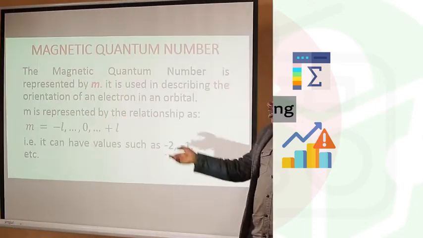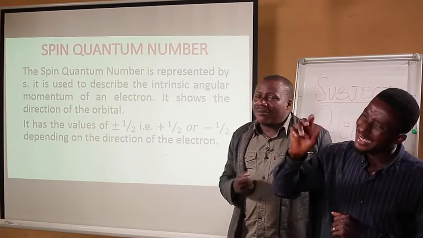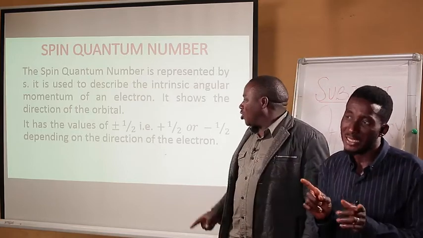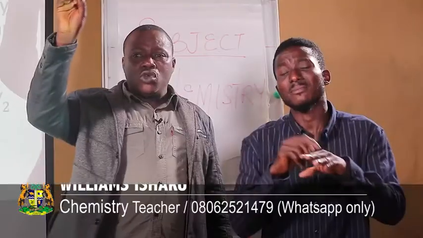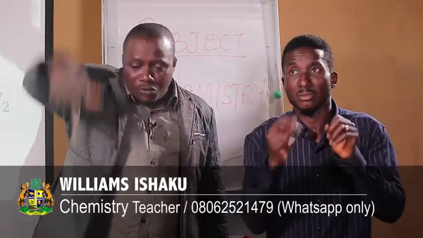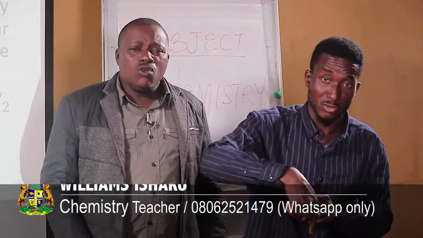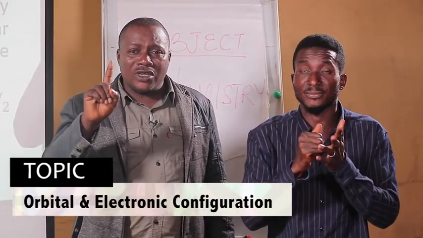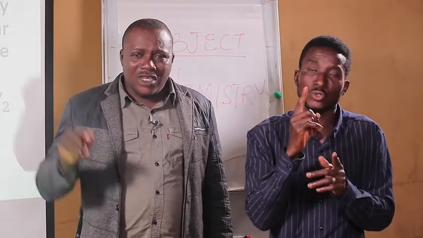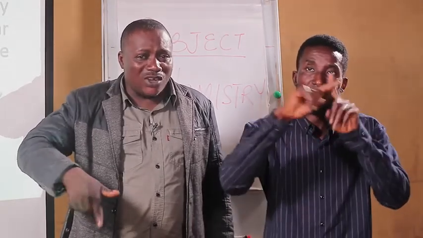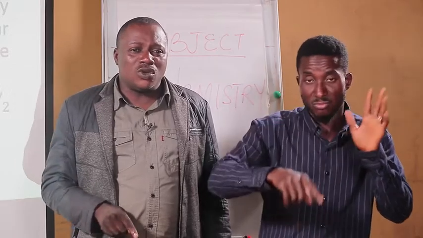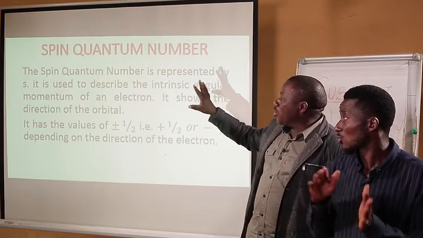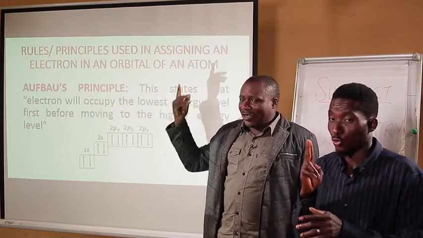The last but not the least is the spin quantum number. The spin quantum number is telling us the direction of the electron. Sometimes the electron could be pointing upward, and other times it could be pointing downward. When it is pointing upward, we use +½ to describe its orientation. If it is pointing downward, we make use of -½. Now, my students, these are what we use in describing an electron.